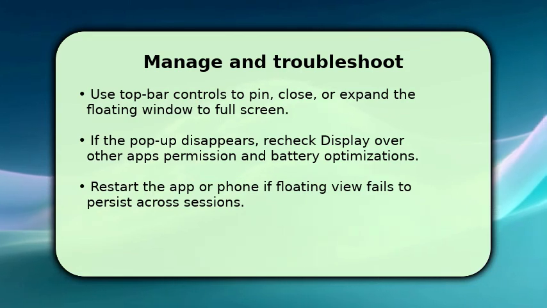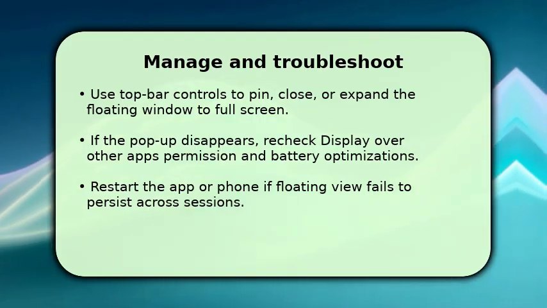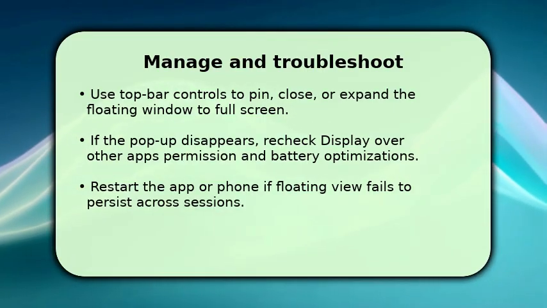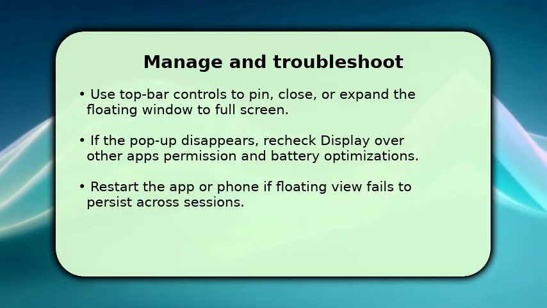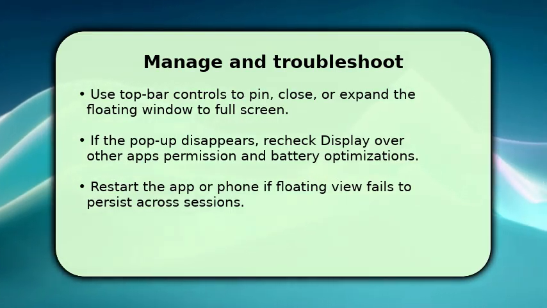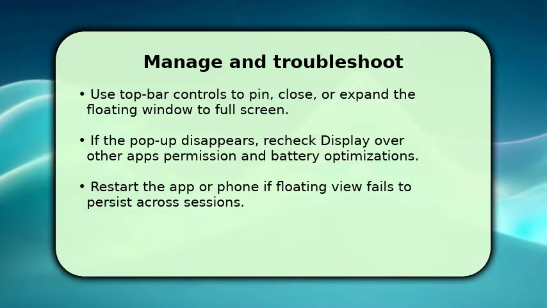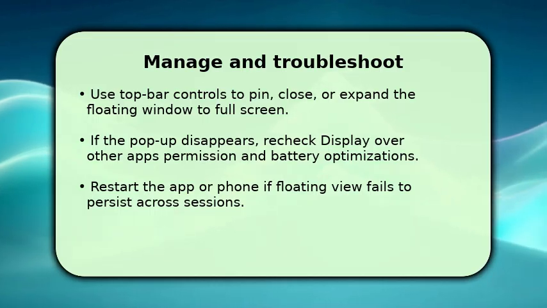Finish by learning how to manage and recover the floating window when needed. Use the window's top controls to pin it on screen, close it, or expand it back to full screen. If the pop-up disappears or won't appear, make sure display over other apps is still enabled and disable aggressive battery optimization for that app so the system doesn't kill it. If problems persist, restart the app, clear its cache, or reboot the phone. That usually clears transient issues.